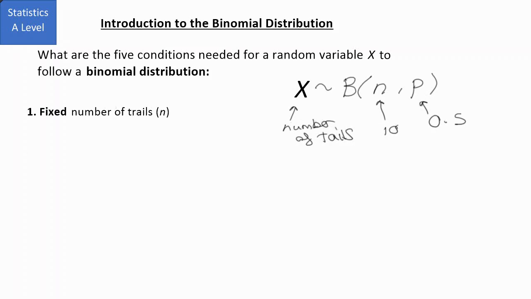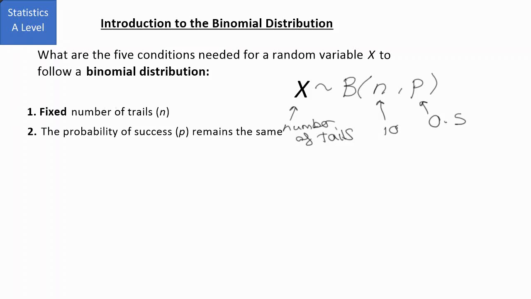And the next thing that must be satisfied is that the probability of success in each trial must remain the same. So like we have here, the probability of success is 0.5. That must stay at 0.5 for the entire thing. The first two are quite similar.